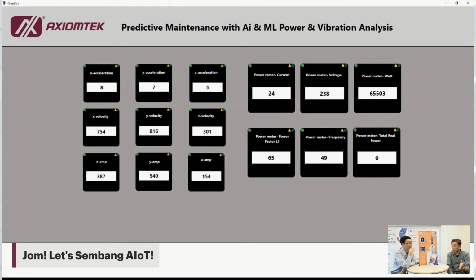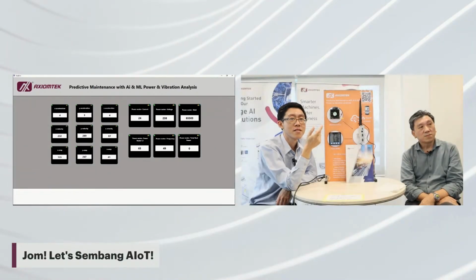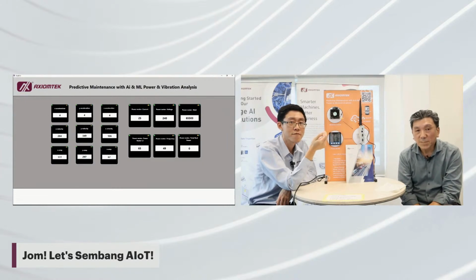These are all live data, right? Yes, these are all live data. And then on the right-hand side are some parameters from the power meter. So we have the power factor, voltage, current, power consumption, all these things. With all these values, you can perform some AI analytics, for example abnormality detection, and it's also very useful for predictive maintenance in the future.